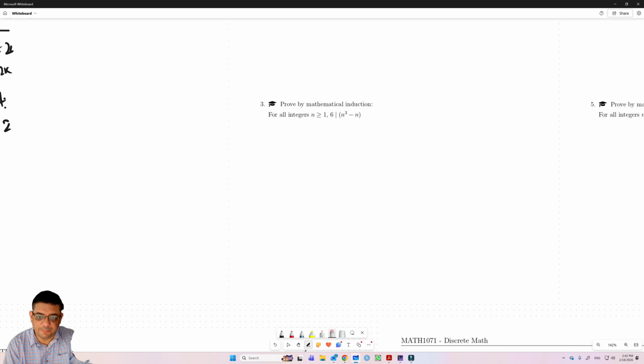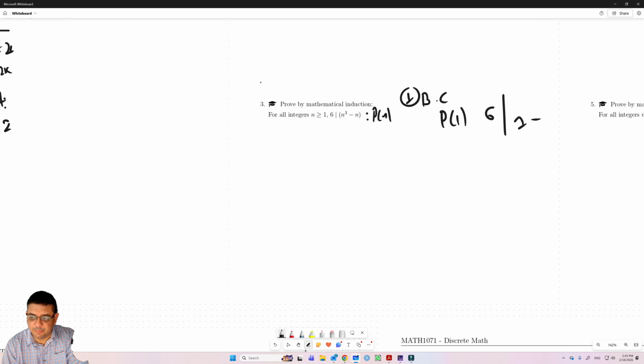Okay, so this is our P of n. As always, basic case, step number 1, P of 1, since it starts from 1. 6 clearly divides 1 minus 1, since this is pretty much 6 divided into 0. So in this case, it's going to work out.